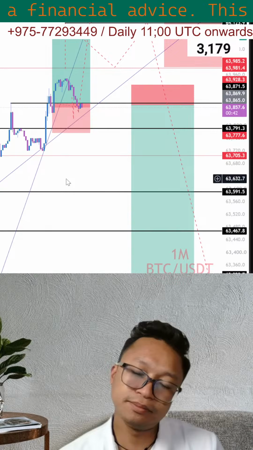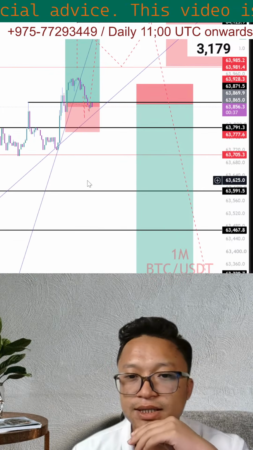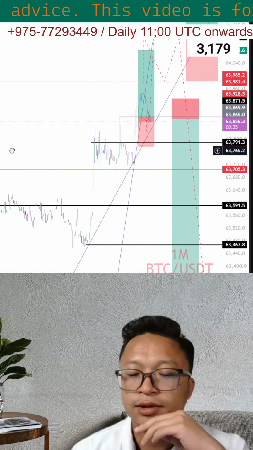Let's see, guys. The move is not yet complete for the BTC as well on the upper side. A little bit more move.